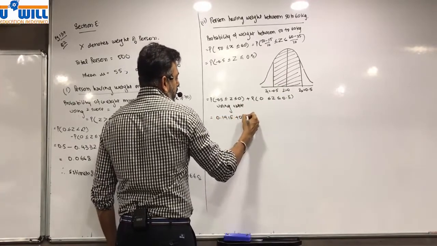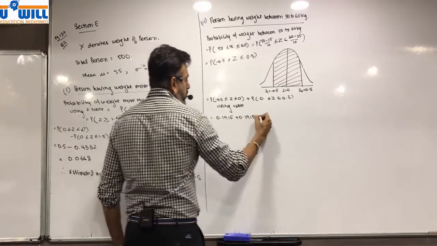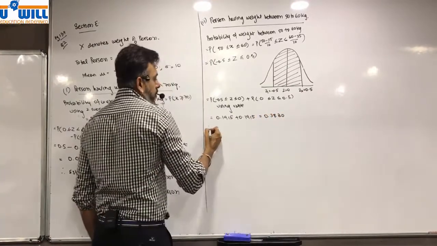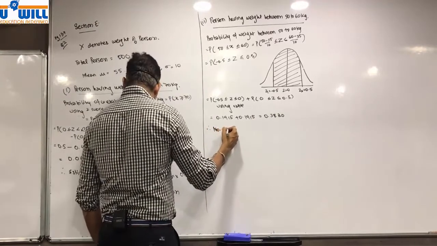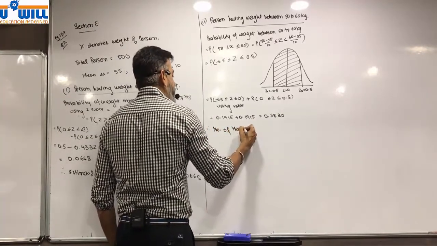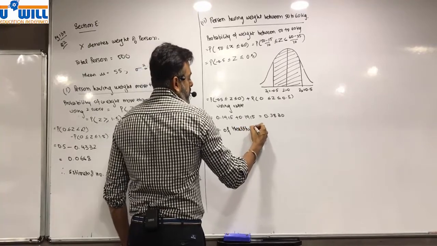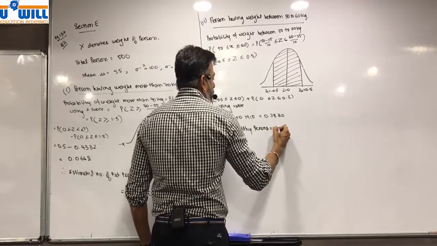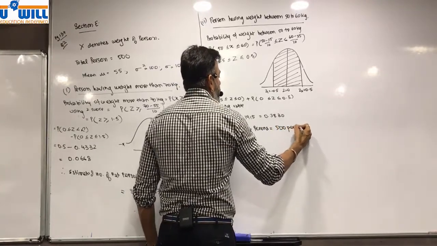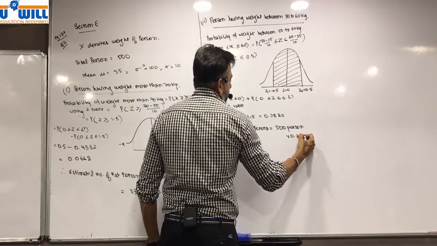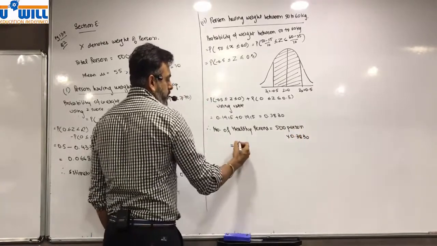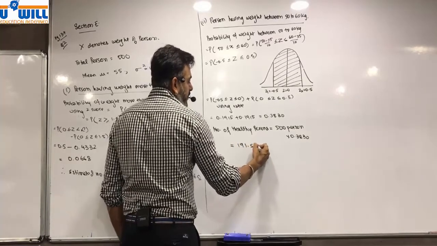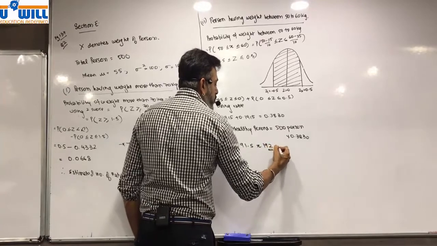0.1915 plus 0.1915 is equal to 0.3830. Therefore, the number of healthy persons is equal to 500 into 0.3830, which is equal to 191.5, which is equivalent to 192.